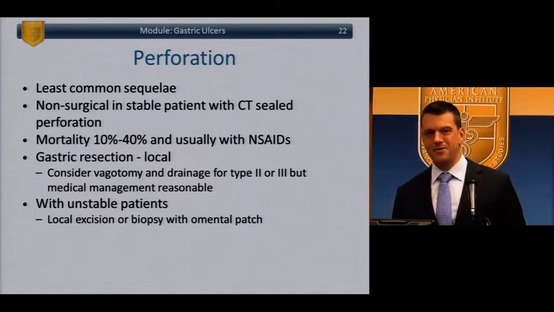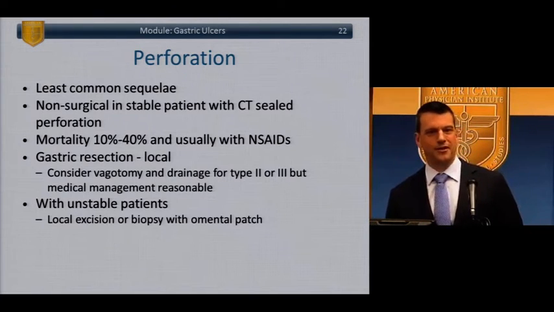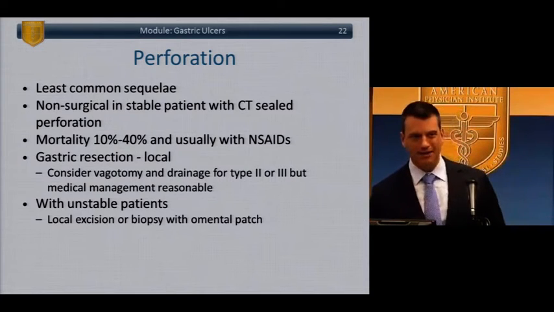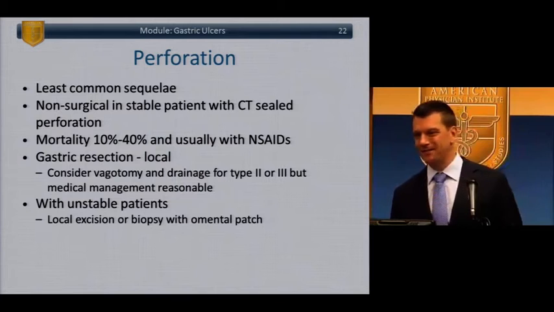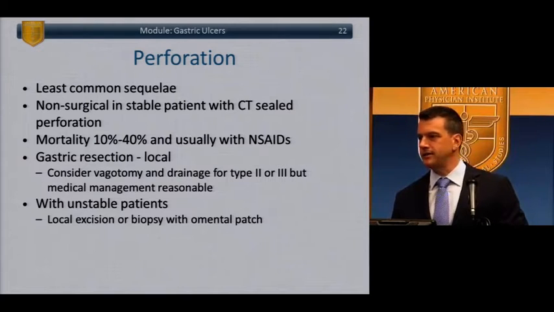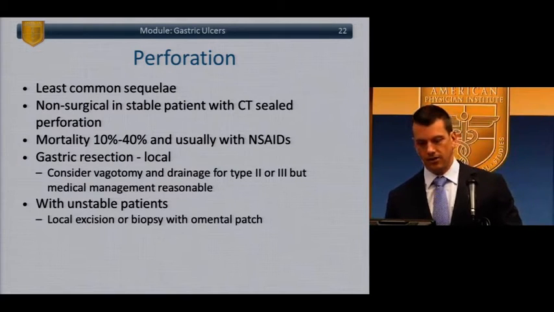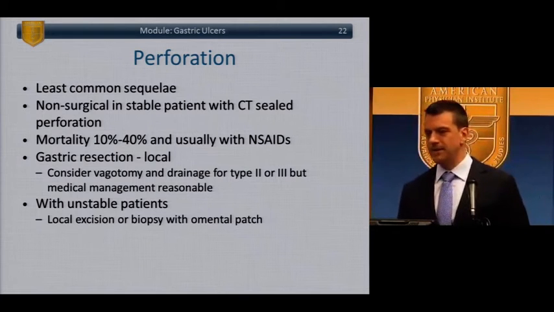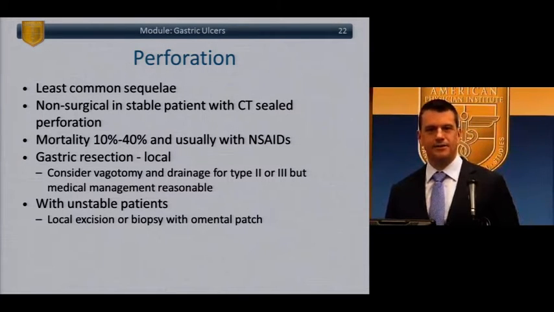But again, you have to be pretty sure of what you're dealing with, and a lot of times when you present them with that patient with free air, you don't exactly know the source. There's a suggestion and something to let you know where you think the source is, but you got to be pretty sure here. You can also do a gastric resection locally. You might consider vagotomy and drainage for type 2 and 3, and again, these are the acid-related ulcers. Then again, with the unstable patients, local excision, biopsy, and an omental patch, and get out of Dodge.